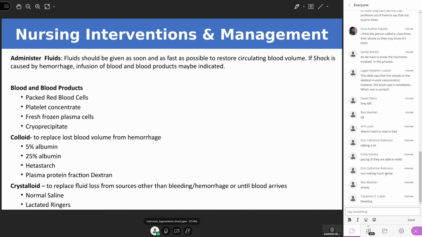Basically, those are going to be the go-to because they've got the oxygen carrying capacity. So those are going to really get the oxygen moving in the body. The platelet concentrate, I think, is going to help if the patient's bleeding. So platelets are going to help stop bleeding, coagulation. Fresh frozen plasma, that's basically a volume expander.